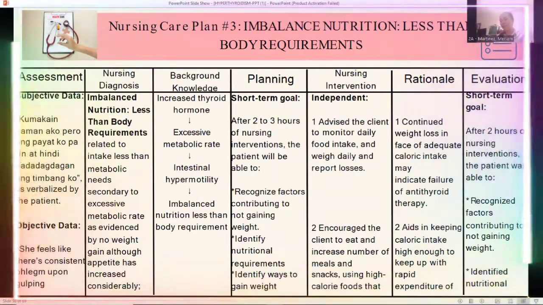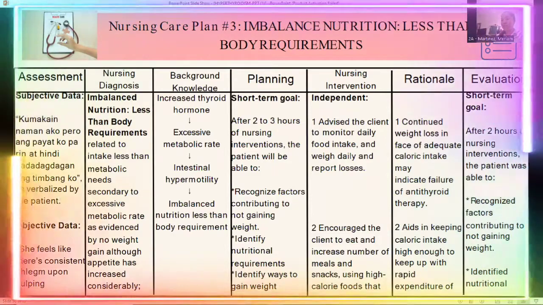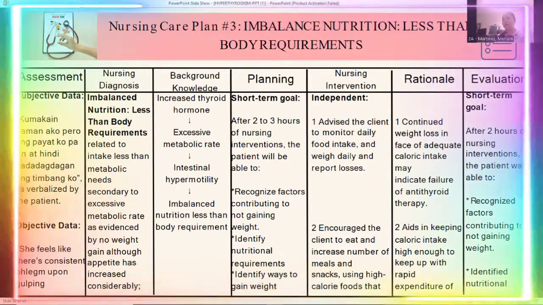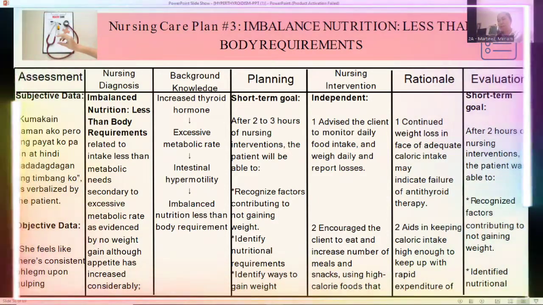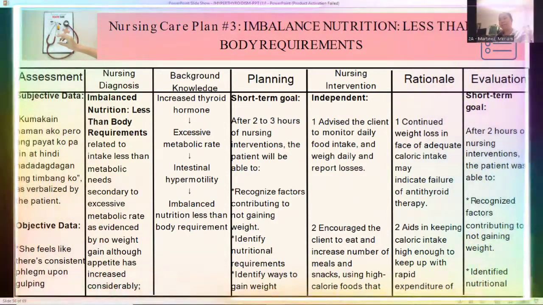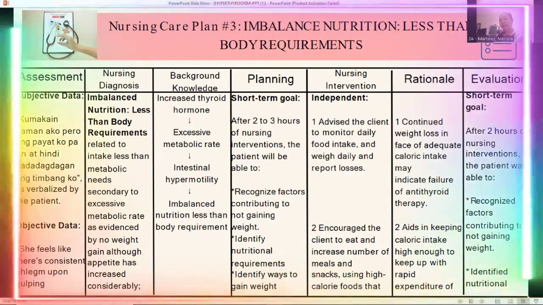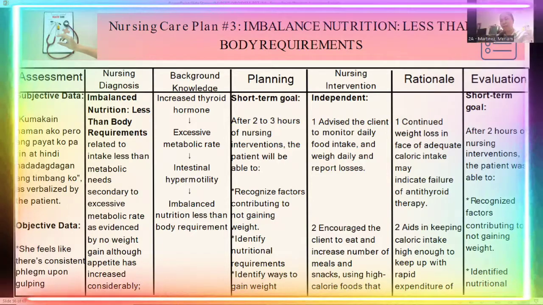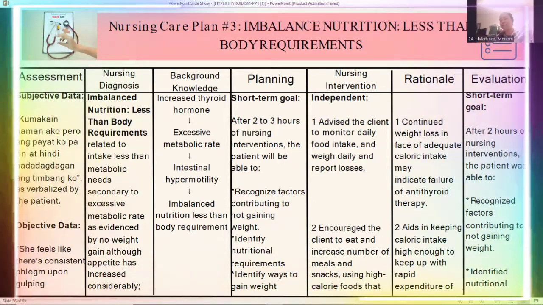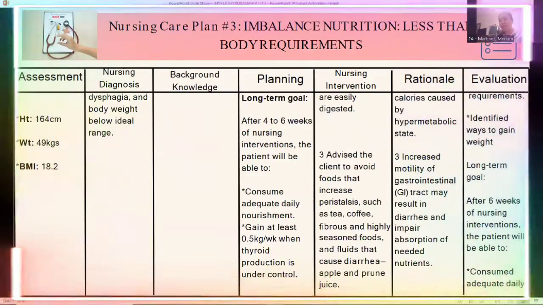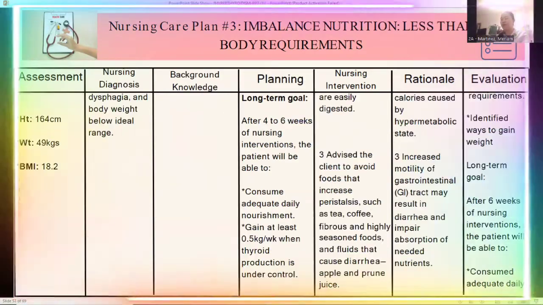For our nursing interventions, for the independent, advise the client to monitor daily food intake and weigh daily and report losses. This is because continued weight loss in the face of adequate caloric intake may indicate failure of anti-thyroid therapy. And then we encourage the client to eat and increase the number of meals and snacks using high-calorie foods that are easily digested. This aids in keeping caloric intake high enough to keep up with rapid expenditure of calories caused by the hypermetabolic state.